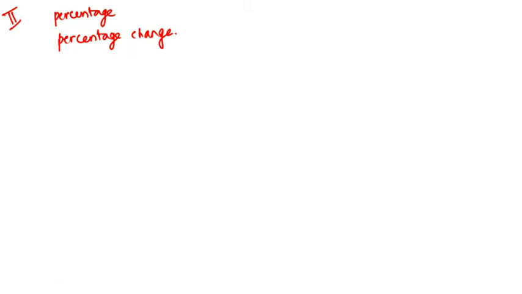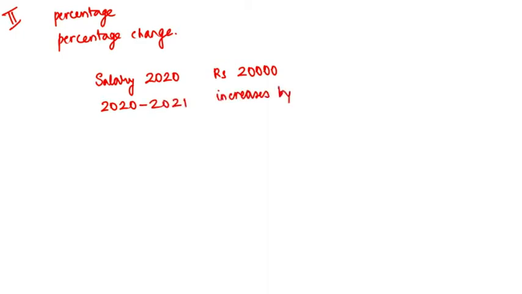Let us say my salary in the year 2020 was rupees 20,000. And then from 2020 to 2021, salary increases by 20%. He is asking you what is salary in 2021. Please don't use pen and paper right now. I don't want the answer. I want you to understand the method I am using. That is what is more important here.